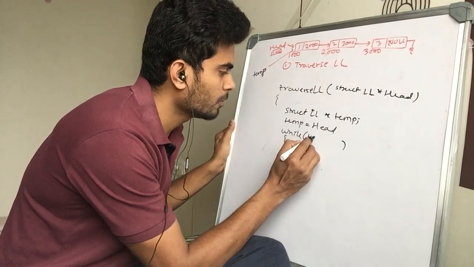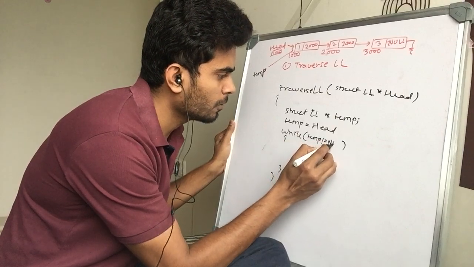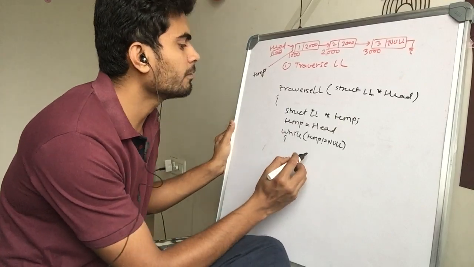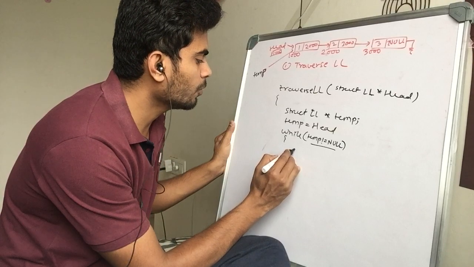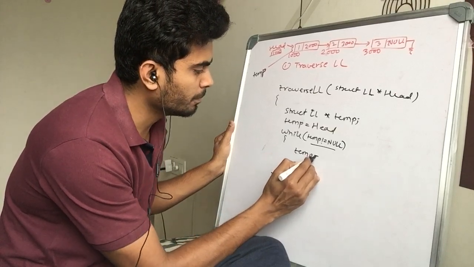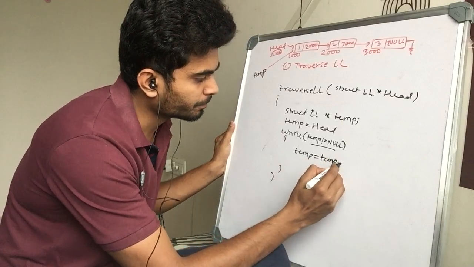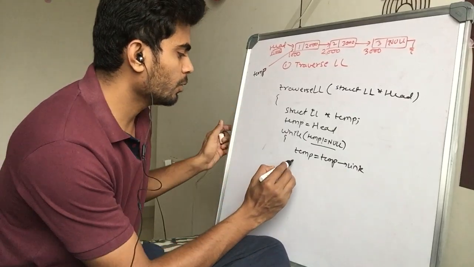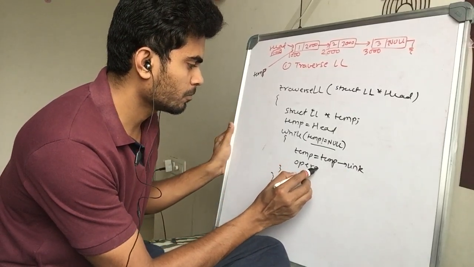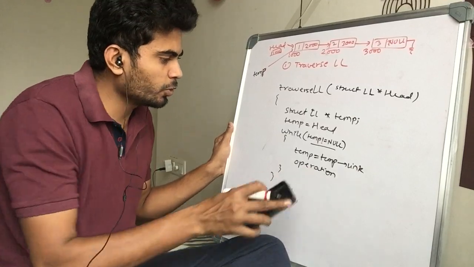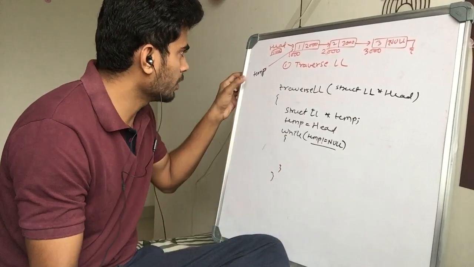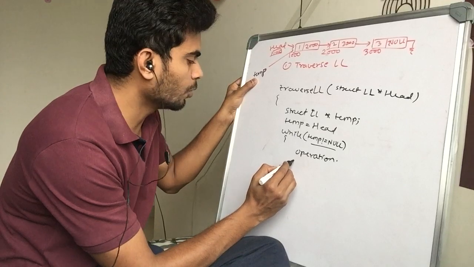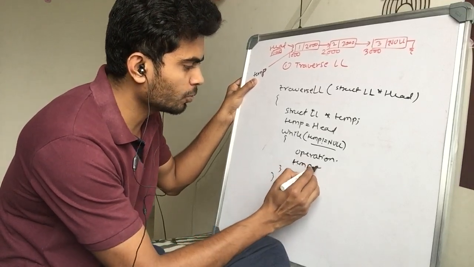So we want temp not null. Whenever we get temp equals null, we stop. Now we are set with the condition. Now we can go from temp to temp link. Initially temp is here, and you can do some kind of operation. First do the operation, because you want to do it on this node also, right? This is the node, and first perform your operation and then go to the next node. This is how you go to the next node.